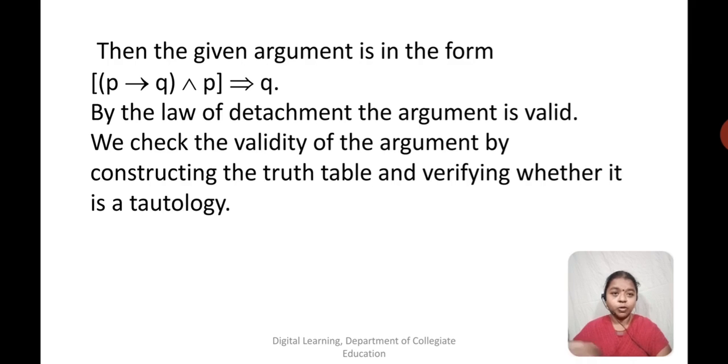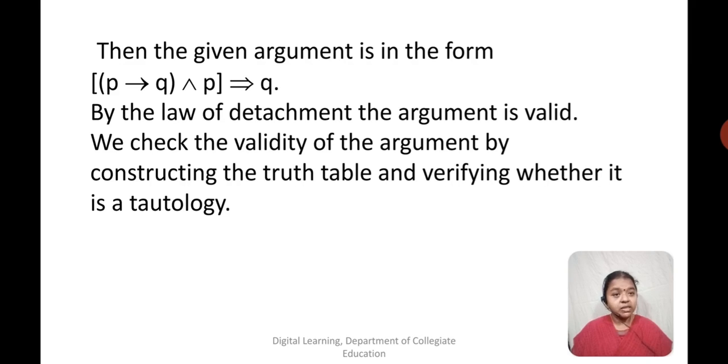Now let's see if what we have done is right. Yes. So the given argument is in the form P implies Q is the first one and P is the second one. So the entire thing is premises implies Q. Now which law is this? This is nothing but the law of detachment which we had learnt earlier. So by the law of detachment the argument is valid. When I say the argument is valid, it means it is true.